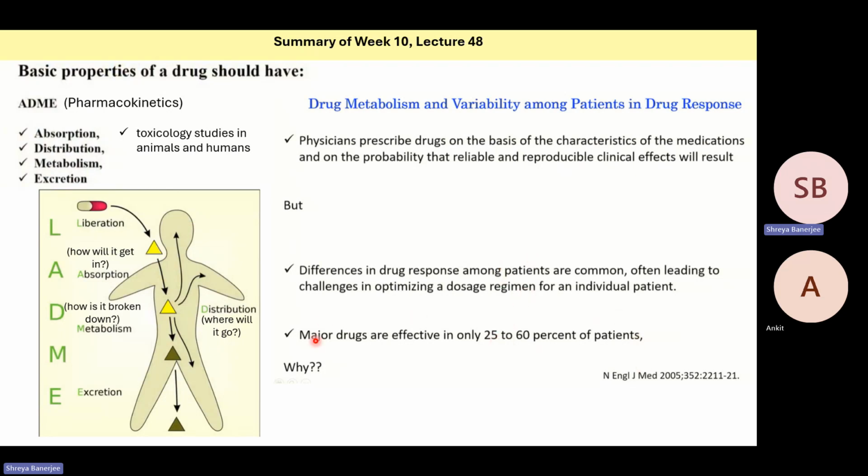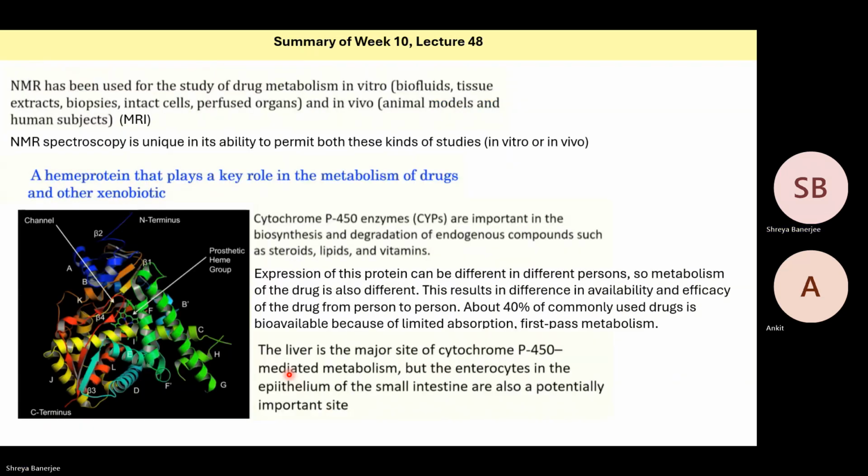One is that most of the drugs are not effective in all patients, and even if they are effective, the amount of drug needed for different patients, that is the optimum dosage, is different. So we will look more into why that is.